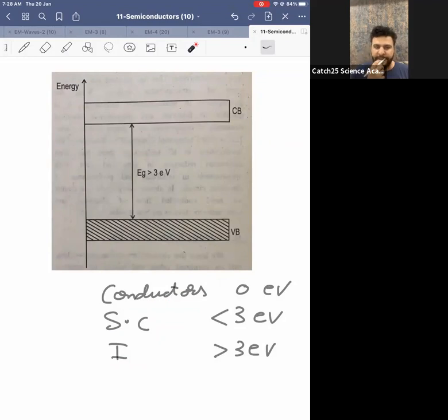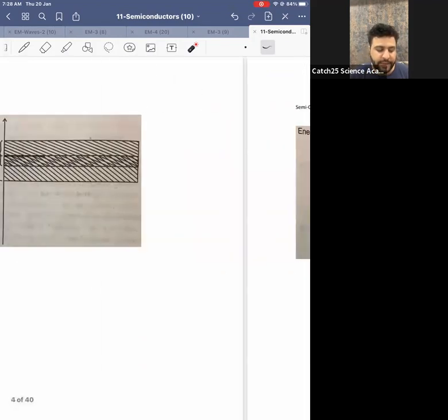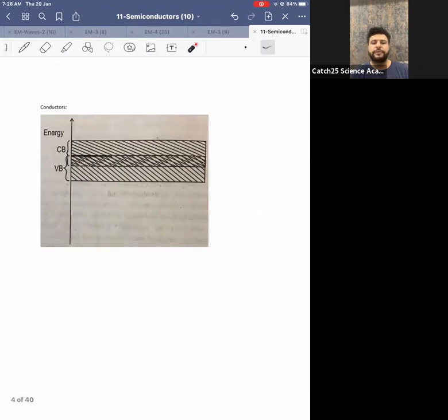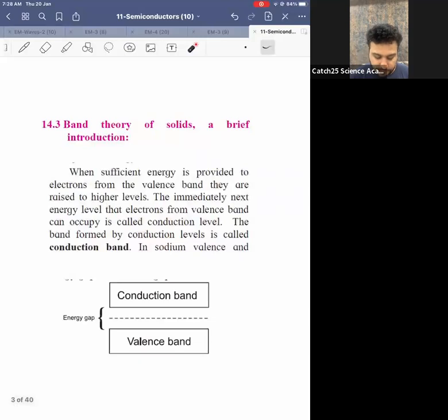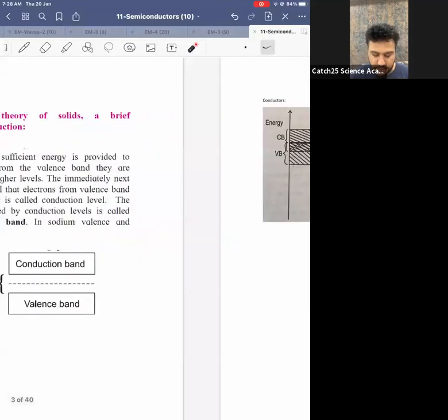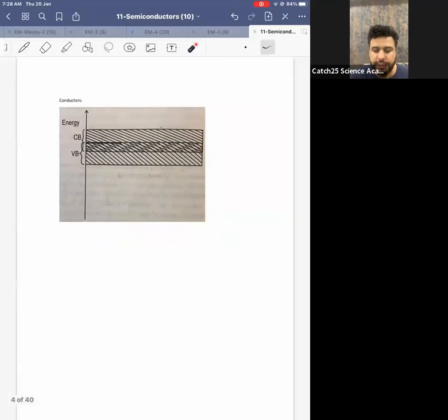Now I'll give you the notes so that you can understand better. Write down the side heading: Classification of solids based on band theory.